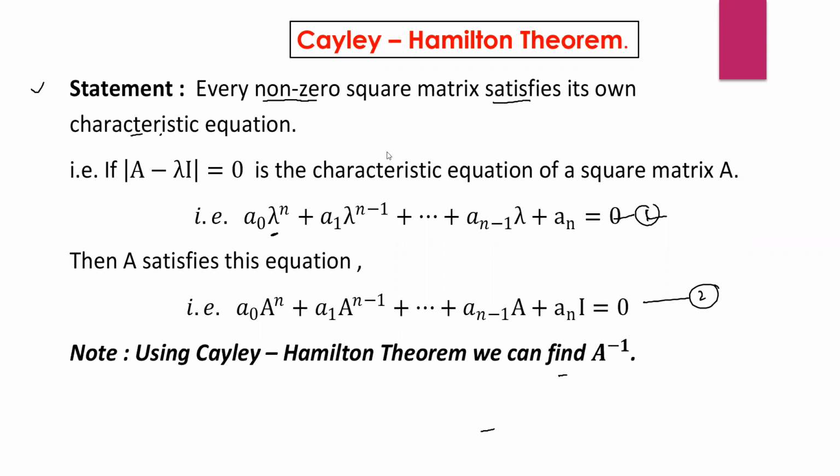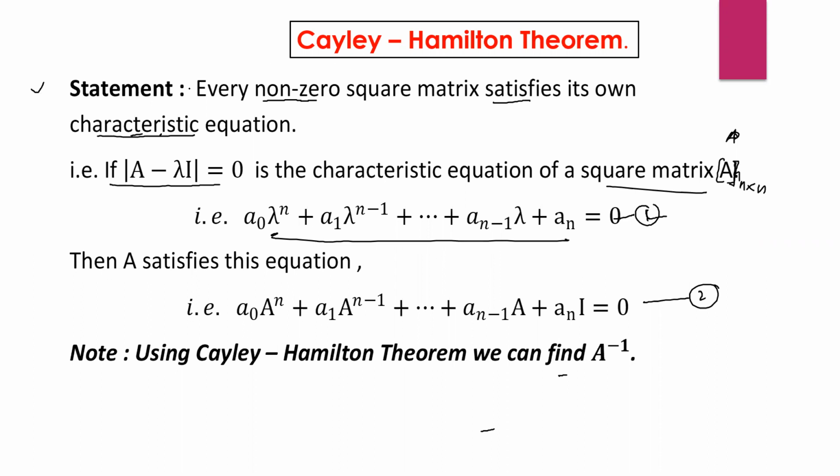In this video lecture, we will discuss Cayley-Hamilton theorem. Cayley-Hamilton theorem states that every non-zero square matrix satisfies its own characteristic equation. If determinant A minus lambda I is equal to 0 is the characteristic equation of the square matrix A, and A having the order n by n, that is the square matrix and order is n, then an nth degree polynomial exists. When we simplify this determinant, we get the nth degree polynomial.